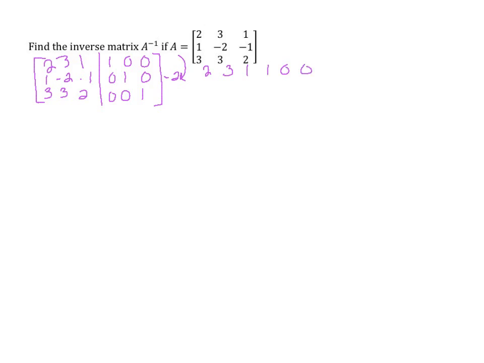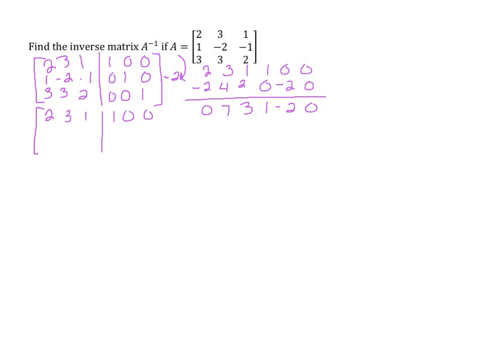But when I multiply my middle row, we get -2, 4, 2, 0, -2, 0. So let's add them. We'll get 0, 7, 3, 1, -2, 0. So we'll replace our middle row. We didn't change our bottom row, so we'll just leave it as such.